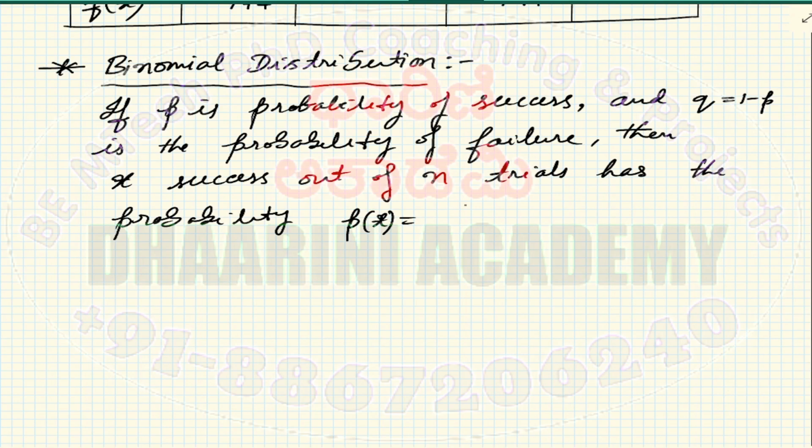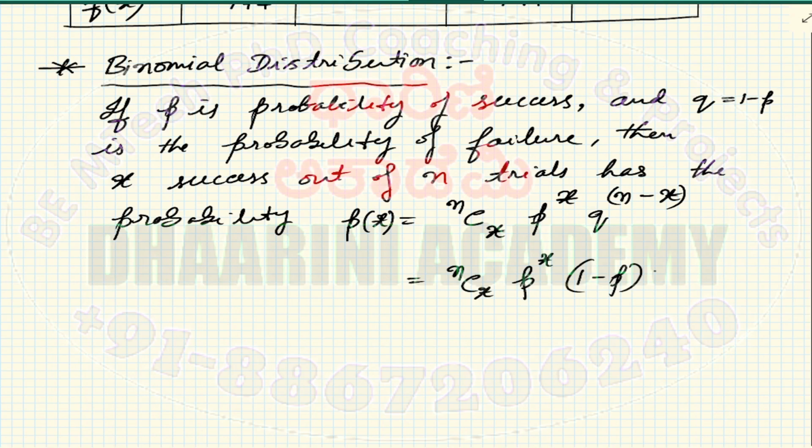P of X is equal to, this is the formula given by the binomial distribution, nCx P to the power x, and Q to the power n minus x. Q is 1 minus P. I can directly rewrite this as nCx P to the x times 1 minus P to the n minus x. This is the P of x.